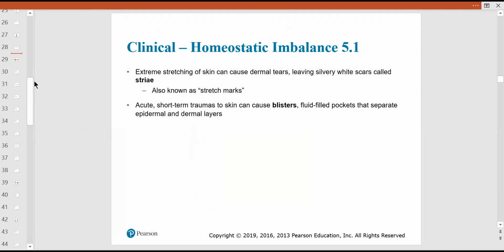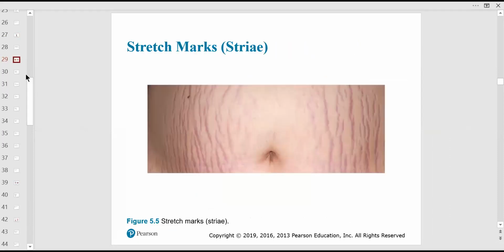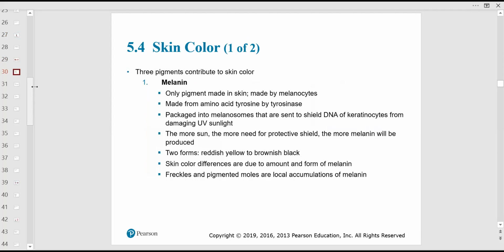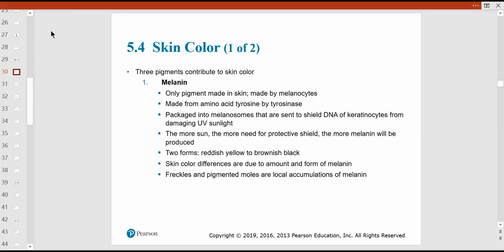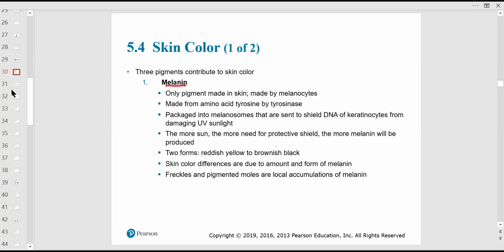Blisters, you know, those fluid-filled pockets that happen on the outer layer of the epidermis. Stretch marks, kind of like overstretching, and you get that wiry, silvery, and reddish marks along the skin, like scarring. So skin color comes from melanin, of course, and that's the protein that gives you the color.